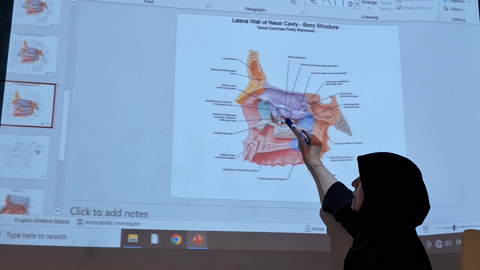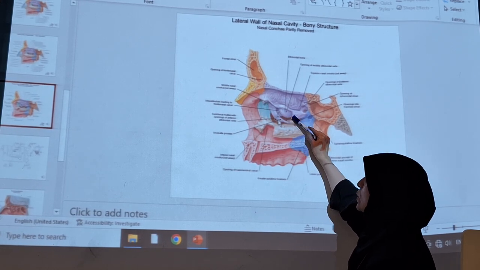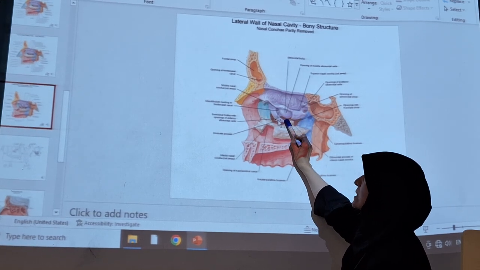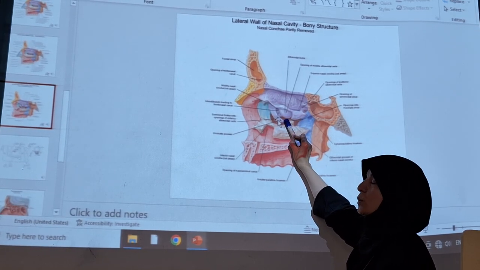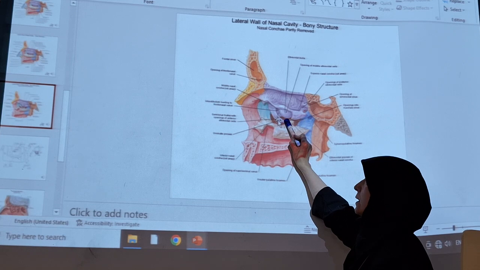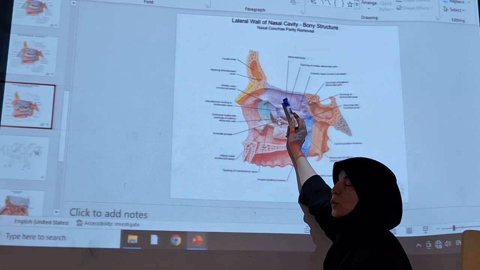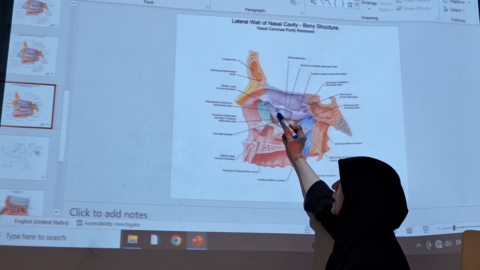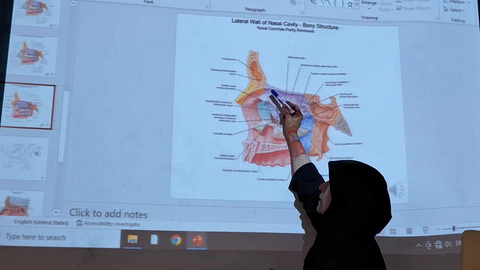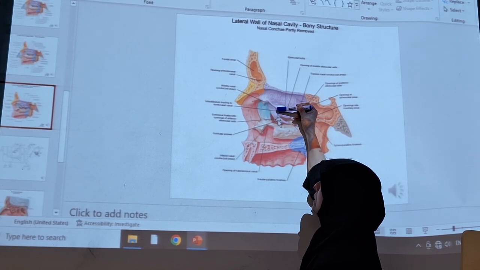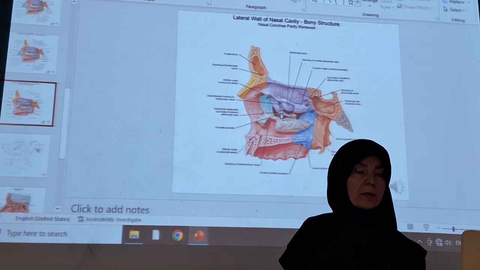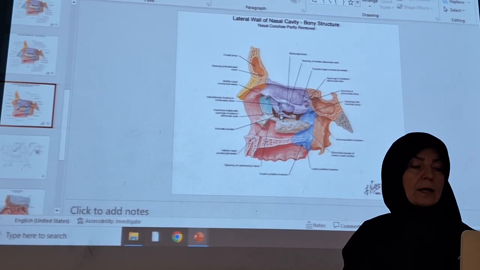So here, three paranasal sinuses are going to open. Which sinus is open to the semilunar hiatus? Maxillary. Which group of the ethmoidal cell is going to open to the infundibulum ethmoidal? Anterior. The frontal sinus is going to open in the infundibulum ethmoidal.